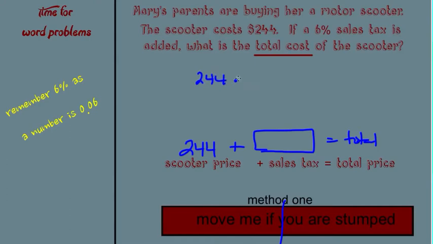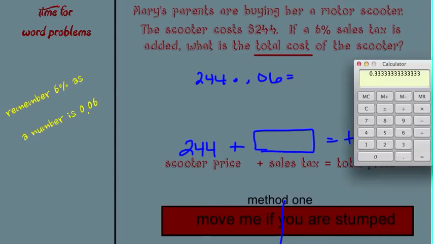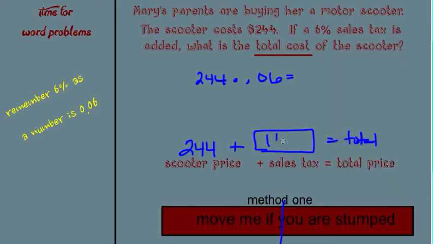244 multiplied by 6%, but 6% as a number is 0.06. So I would find 244 times 0.06, and I would get 14.64. Seemed like a lot for tax, but that's what it is. Not only do I have to pay the tax, however, I still have to pay the whole price for the scooter. So I have to add these two together to get my final total of $258.64.